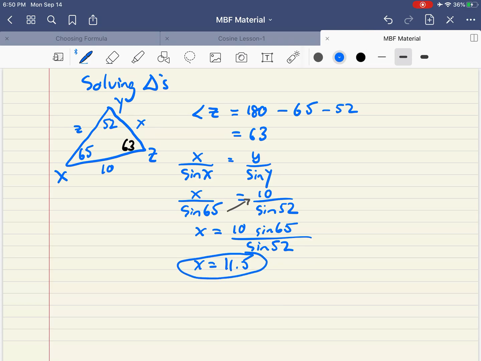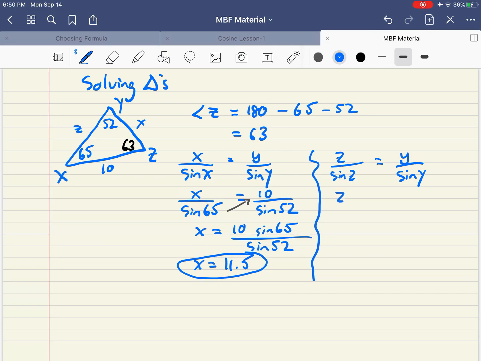Okay. The next thing I'm going to do is figure out side Z. And for side Z, I'm going to use the same exact strategy. I'm going to use sine law because I have a pair of an angle with its opposite side. So for Z, I'm going to write Z over sine Z equals, and I'm going to use the Y's again because I know both of them, Y over sine Y.